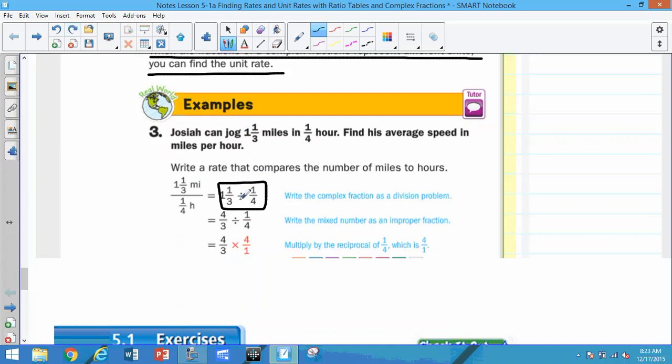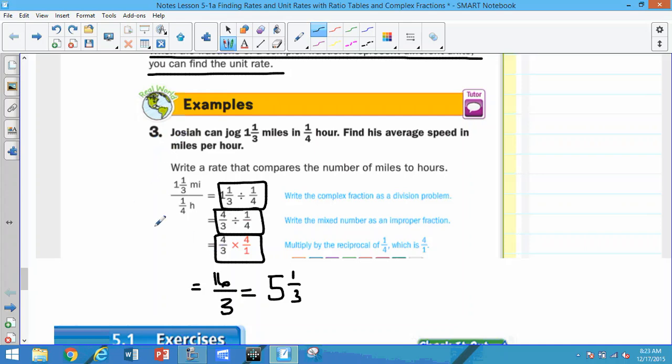So that 1 1/3 divided by 1/4 is your division problem. But you need to turn that 1 1/3 into an improper fraction, a not so improper fraction. So 1 1/3 becomes 4/3. And then you're going to divide that by 1/4, which is 4/3 times 4/1. And that would then equal 16/3, because 4 times 4 is 16 and 3 times 1 is 3, which then is 5 1/3 when you simplify.